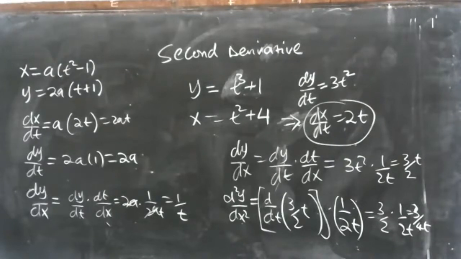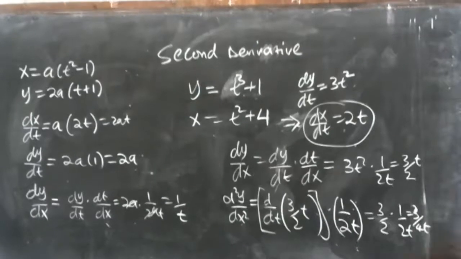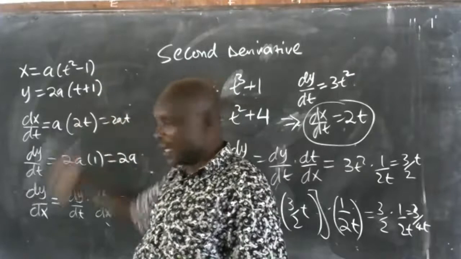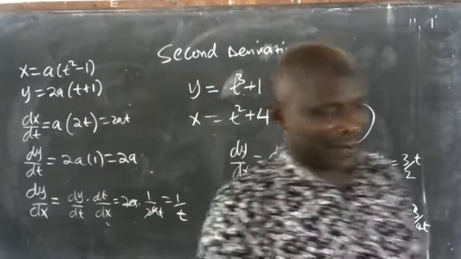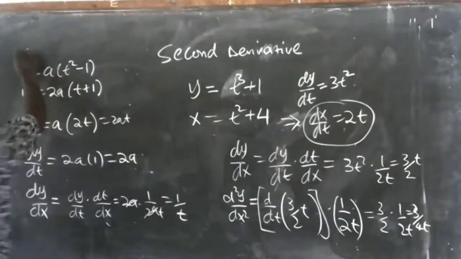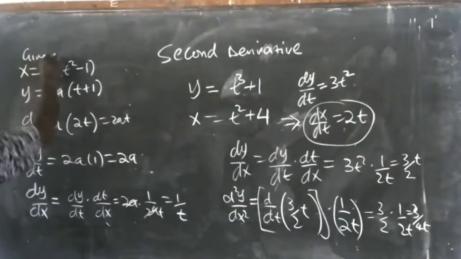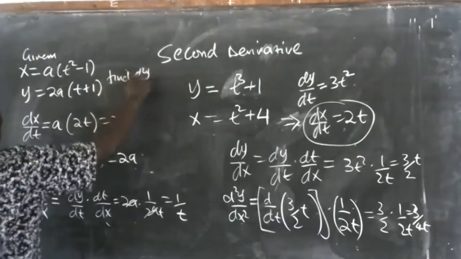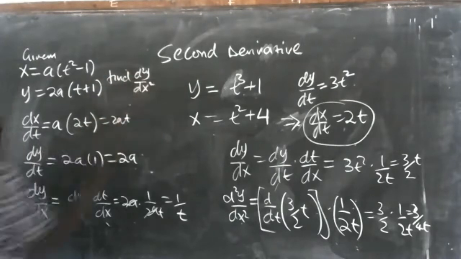Those who are through, this is the second example. Given x is equal to that and y is equal to this, find d squared y by dx squared. Yes? Given, find d squared y by dx squared.